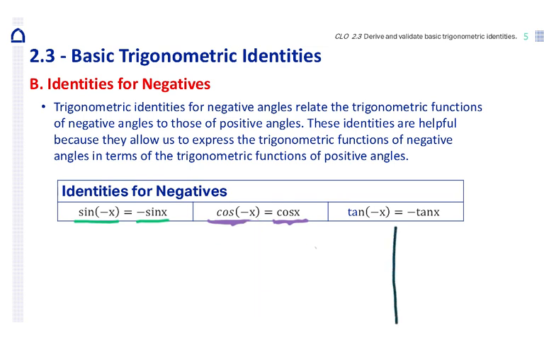And lastly, the identity for the tangent function. Remember, the tangent function has some places where it's undefined, so it kind of repeats in this pattern.